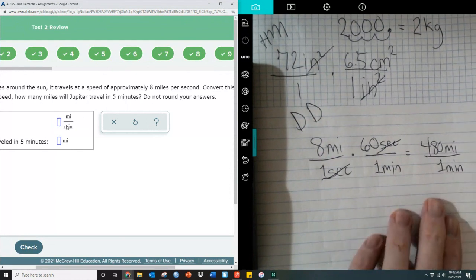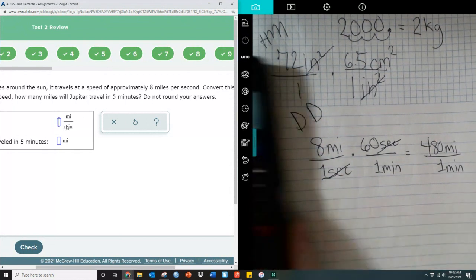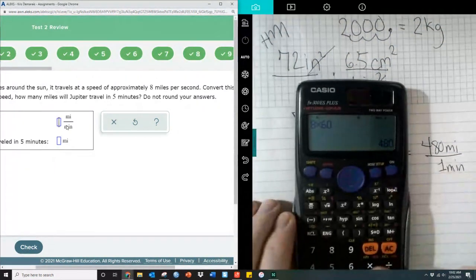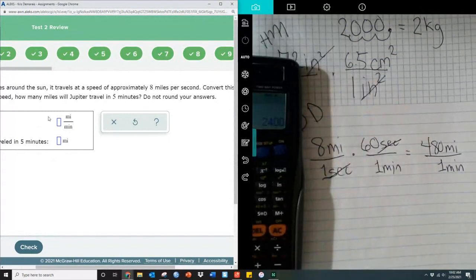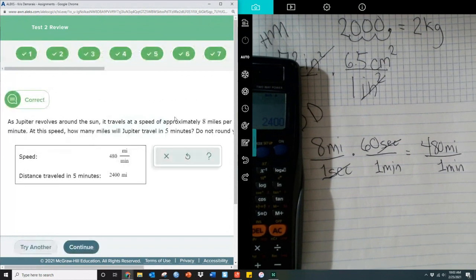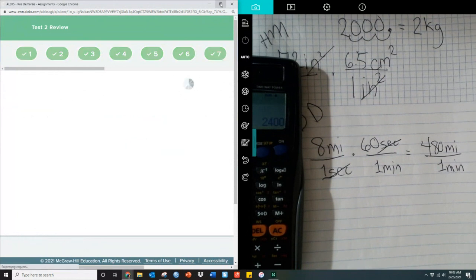And now we have that information. How many did they travel in 5 minutes? Well, all you got to do is take that value and multiply it by 5. And then we get 2,400. So we're looking at 480 and then 2,400. And then we get our answer. And I don't even question it. I know it's right because the setup is always the same. I never move in fear when it comes down to this. I just move with purpose.